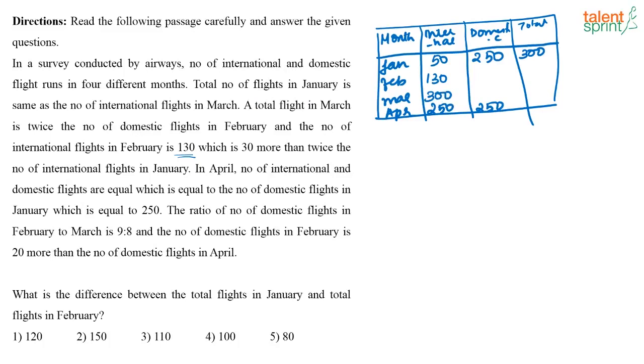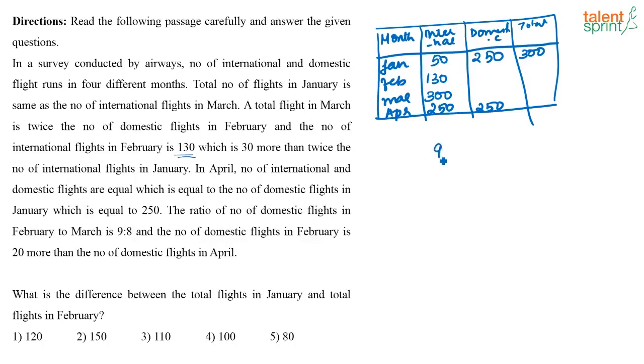Then next, what have they said? The total flights in March is twice the number of domestic flights in February. We have not yet found out how many domestic flights there are in February. Let's wait for that. Now look at this statement here. The ratio of the number of domestic flights in February to March is 9:8.